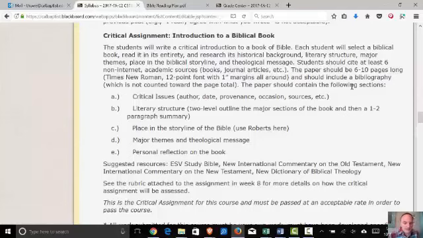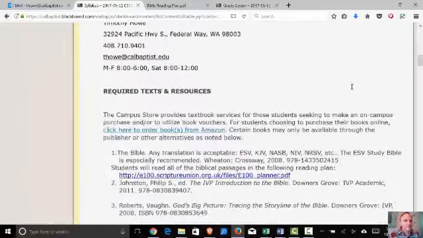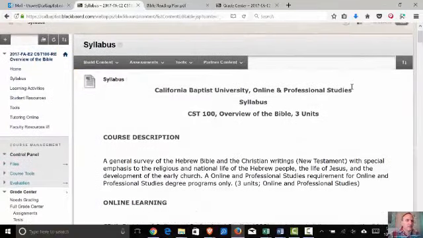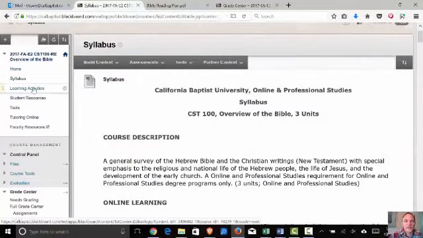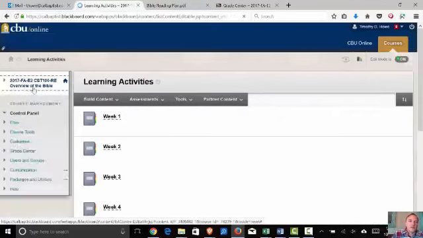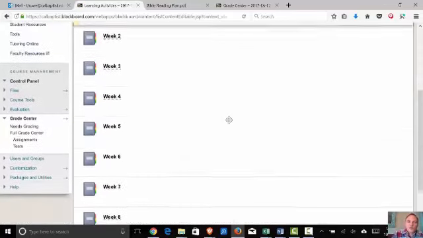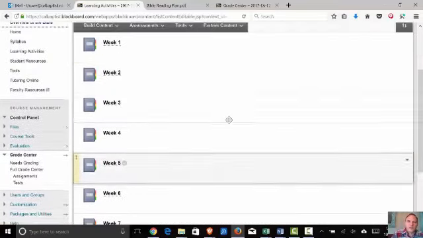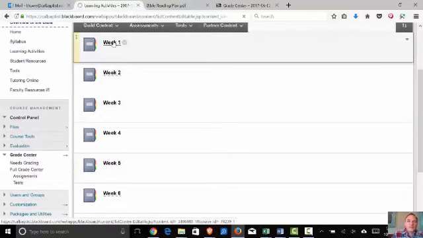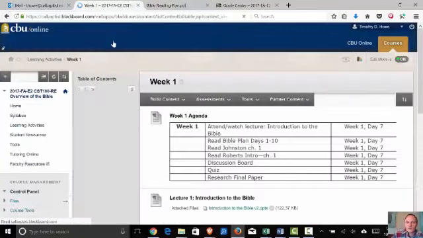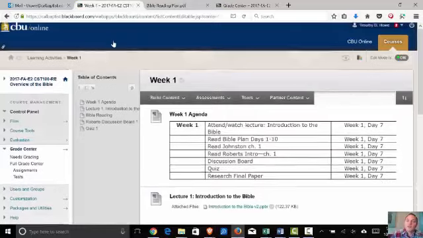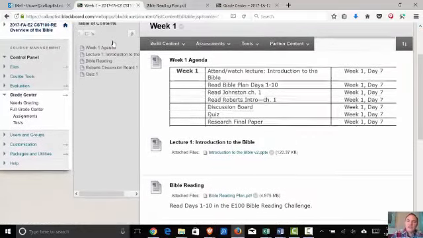There is a rubric, like I said earlier, and you'll find that in the learning activities. So each week you'll click on this where it says learning activities, and it will show you the total week's assignments. So we have 8 weeks in the course. Each week there's a different set of assignments. And if you're familiar with CBU OPS, then this will all make sense to you. So here's week 1. It shows you what you have to accomplish, what you have to read.